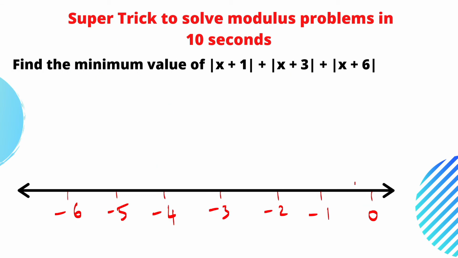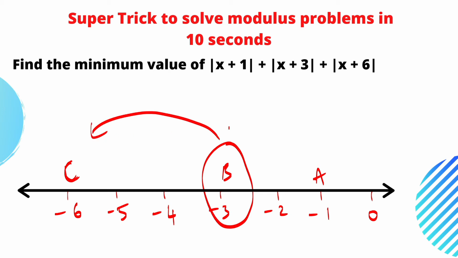Very simple. Now find the minimum value of modulus x plus 1, x plus 3 and x plus 6. Where is A? A is at minus 1. Where is B? B is at minus 3 and C is at minus 6. Okay. Now let us take the midpoint. Midpoint is minus 3 because the number of persons on the left hand side of this midpoint is equal to the number of persons on the right hand side.